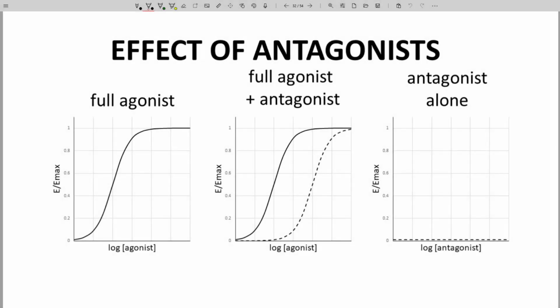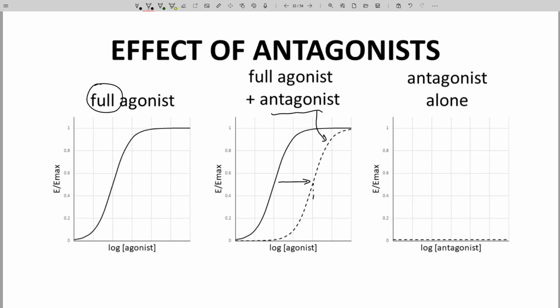Here are some ligand response curves to show these ideas. On the left is a curve for a full agonist and nothing else. In the middle is the same agonist and another curve, dashed, with an antagonist also present in the system. Note that the antagonist shifts the curve to the right.